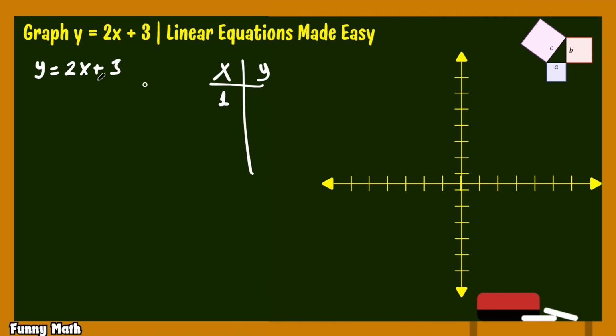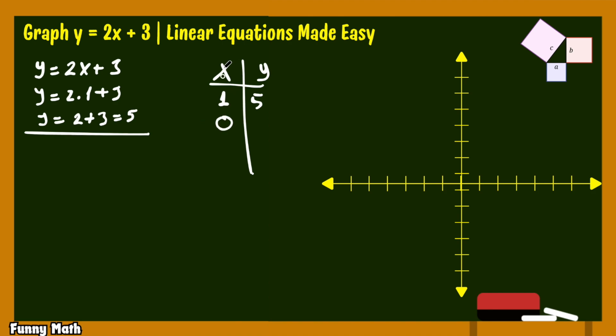We will write 1 where x is written for x equals 1. The y value becomes 5. If we take x equals 0, the y value becomes 3.